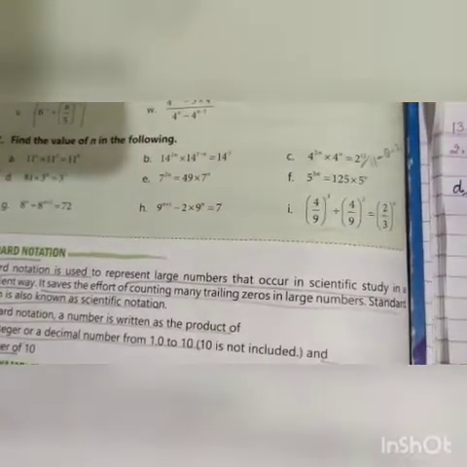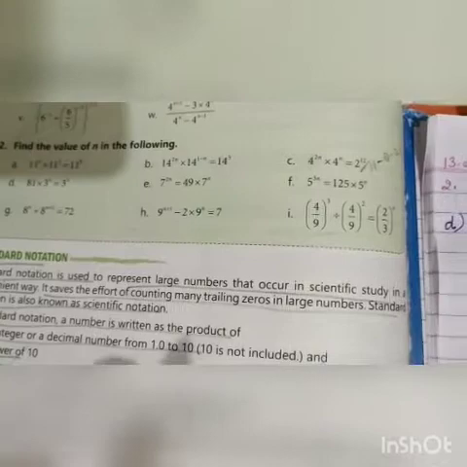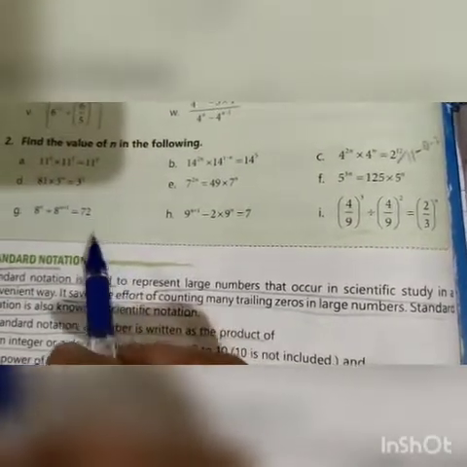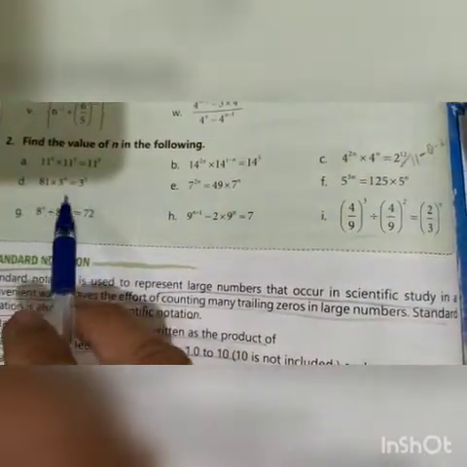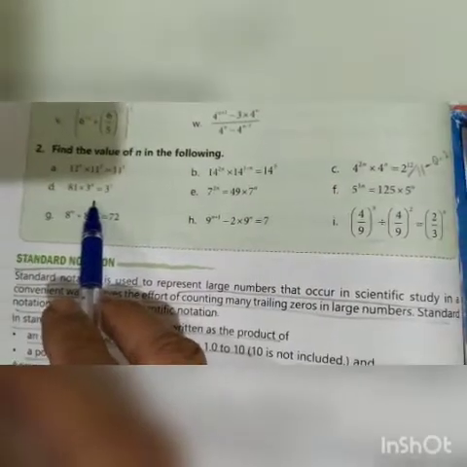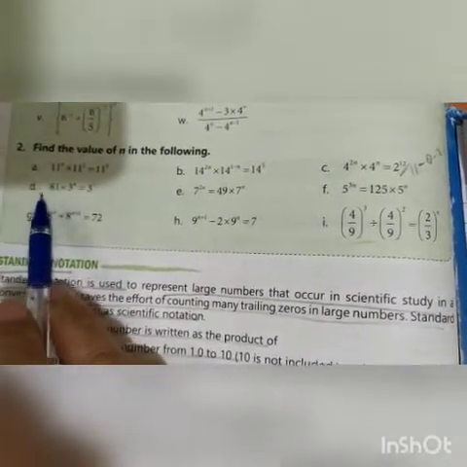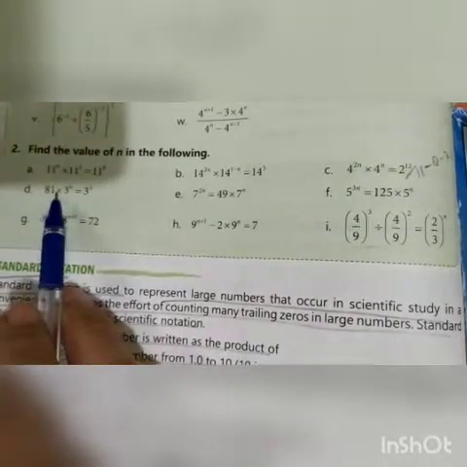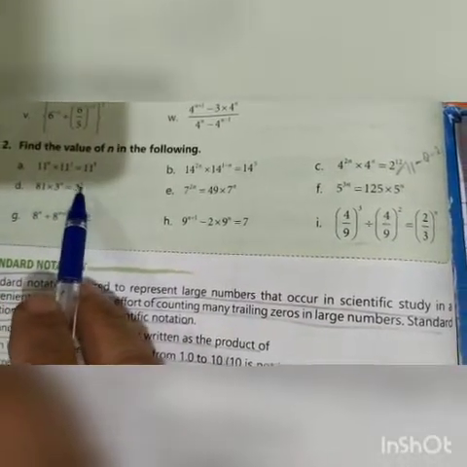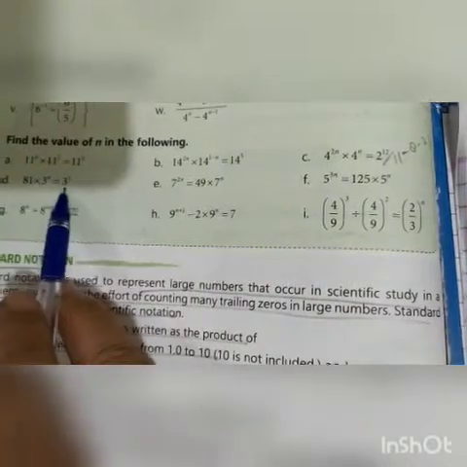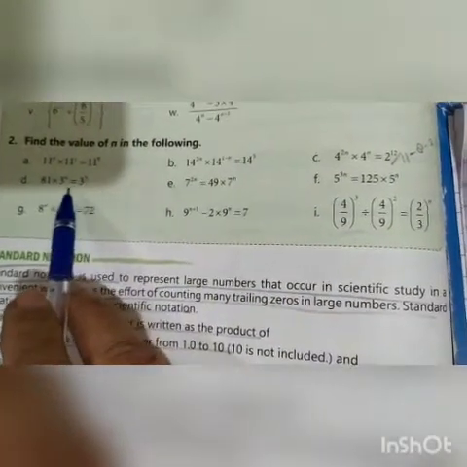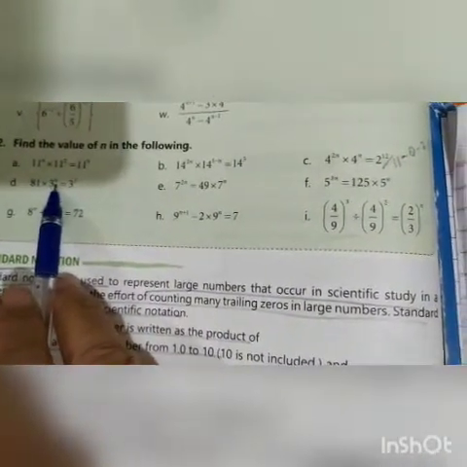In the previous class, I explained some parts of question number 1 and 3, and parts of question number 2 of exercise 4B. Today we will continue with the remaining parts of question number 2, starting from D. So D is 81 into 3 power n is equal to 3 power 5. What we have to do in this question? We have to find the value of this n.